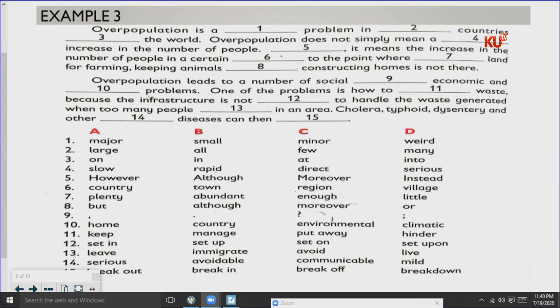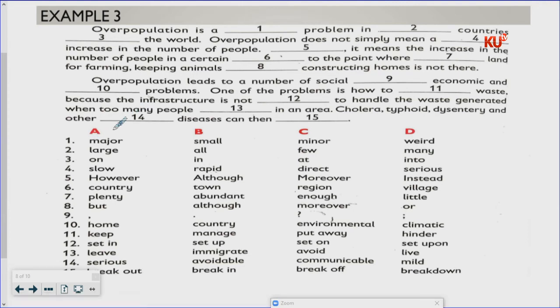So it's about overpopulation, a Cloze test that you're supposed to fill. Let's try and answer that one, then I wind up my lesson. Overpopulation is a dash problem. Overpopulation is a major problem, a small problem, a minor problem, a weird problem. So from our reading, we get that overpopulation is a major problem. So you go to 1 and pick major. Then, after you have picked major, you come and write it there.